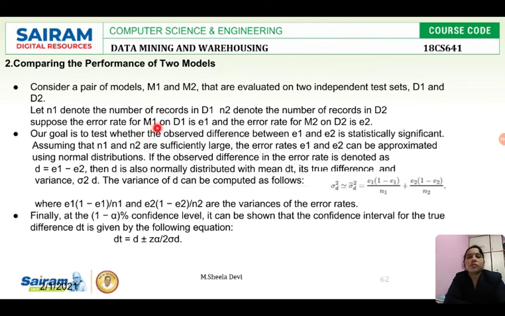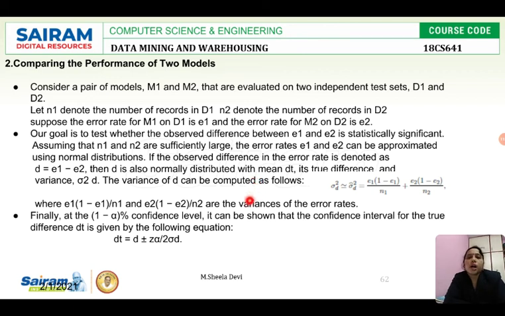Suppose we are calculating the error rate for M1 on D1 and the error rate for M2 on D2. For both the classifiers we are calculating the error rate. Then our goal is to test whether the observed difference between E1 and E2 is statistically significant. Assuming that N1 and N2 are sufficiently large, we can approximate it using a normal distribution.